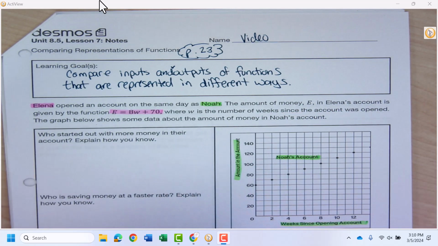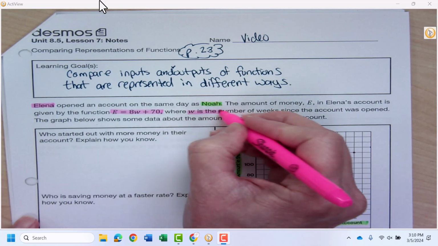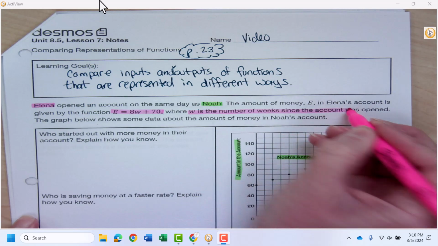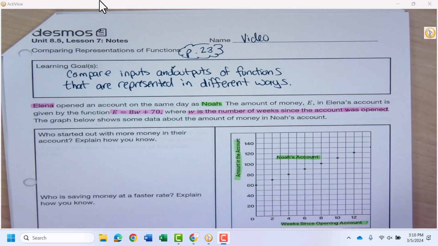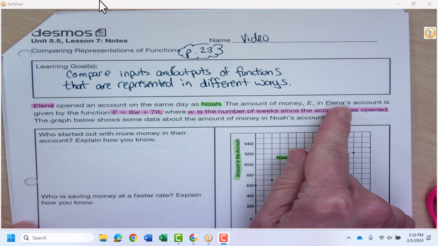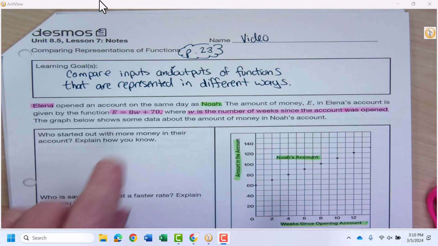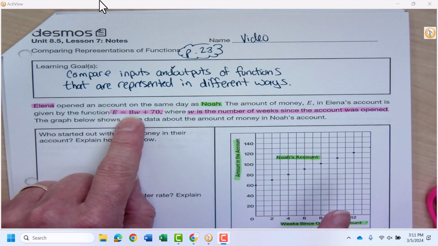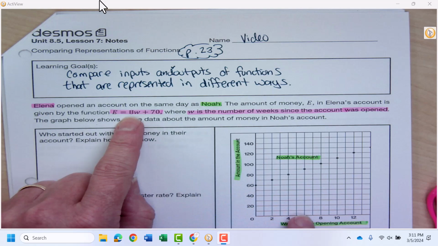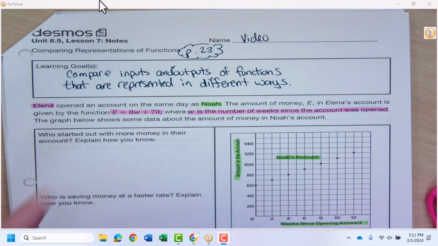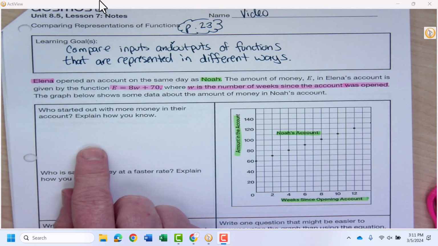But we still have the same 2 variables for both of them. W is the number of weeks since the account was opened, and then the other amount is how much money they have in their account. We have the amount of money in Elena's account, and the amount of money in Noah's account. So even though they're represented in different ways, an equation and a graph, we can still compare them. They're still functions with the same variables. Let me show you what I mean.